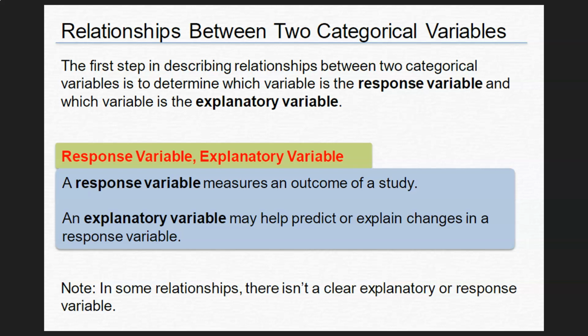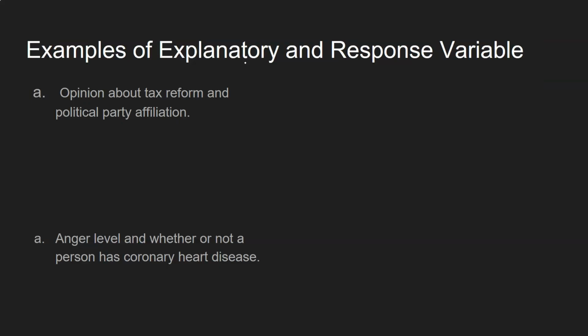So we're going to start by talking about the relationships between two categorical variables. The first step in being able to describe a relationship is to determine which variable is the response variable and which variable is the explanatory variable. A response variable measures an outcome of a study. An explanatory variable may help predict or explain changes in a response variable. In some relationships, there isn't a clear explanatory or response variable, and I'm going to give you an example of that today as well. So let's look at a couple of examples.